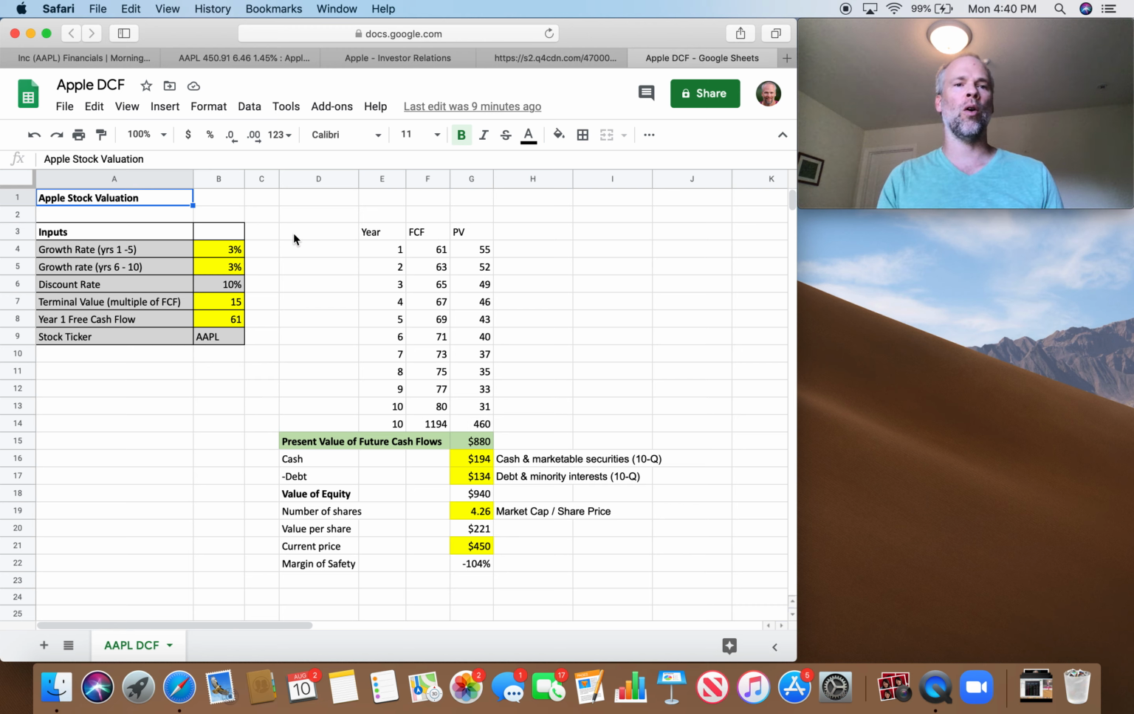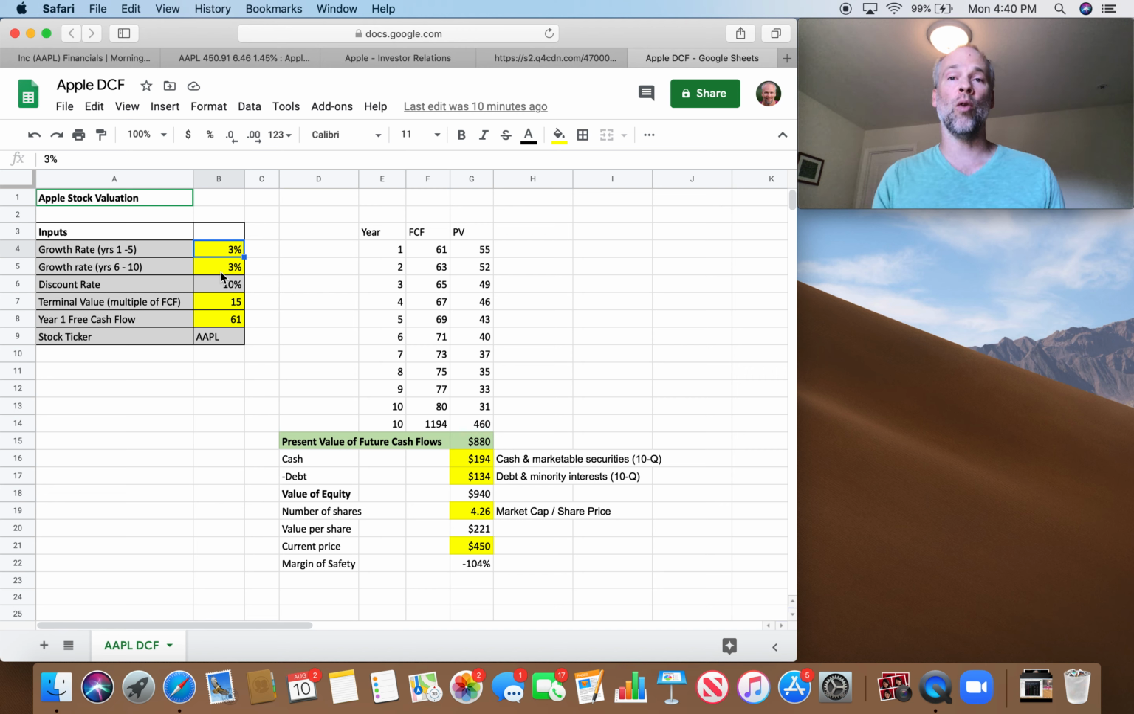We need to know the growth rate, right? The growth rate of earnings for Apple over the next 10 years. We're going to do a discounted cash flow valuation over the next 10 years. So, my estimated growth rate for Apple is 3% per year. And the reason for that is Apple is a mature company, okay? So 3% seems like a reasonable growth value to assign to a mature company like Apple. So growth rate years 1 through 5, 3%, 6 through 10, 3%.